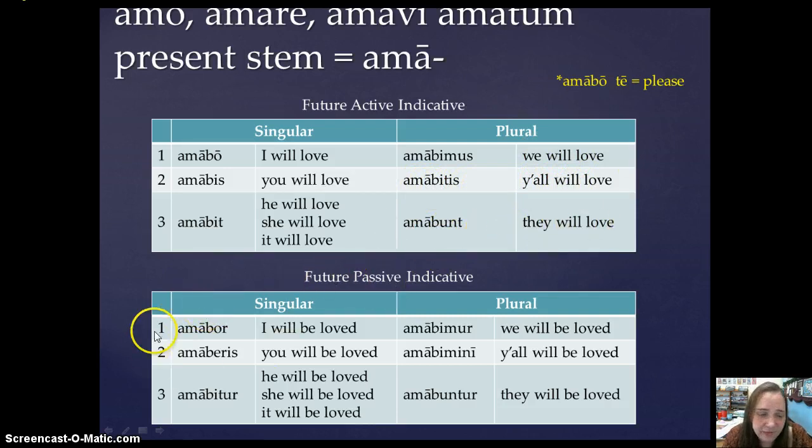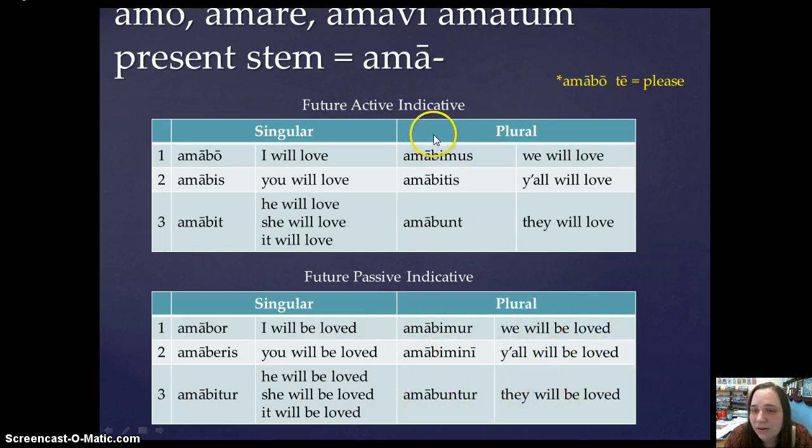And then the future passive: amabor, I will be loved. Amaberis, you will be loved. Amabitur, he, she, or it will be loved. Amabimur, we will be loved. Amabimini, y'all will be loved. And amabuntur, they will be loved.